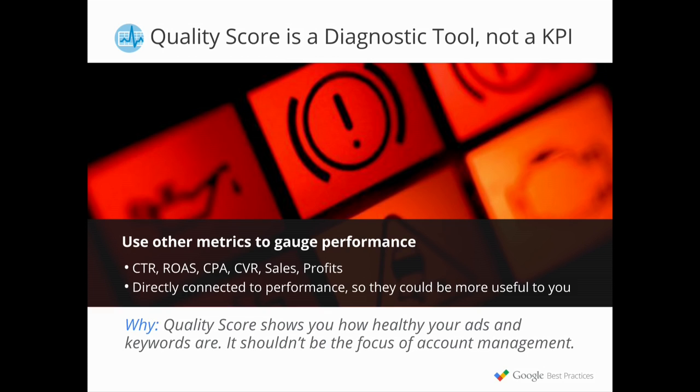Think of them like warning lights in a car. Something is broken and you'll have a low quality score, and it can point you in the direction of what you should be working on, but you shouldn't wake up and check quality score first thing in your account. It's something that you can use secondarily to diagnose what's going on, what might be broken in your account.